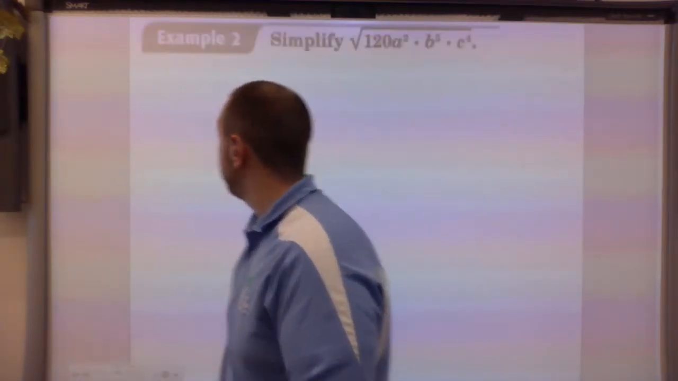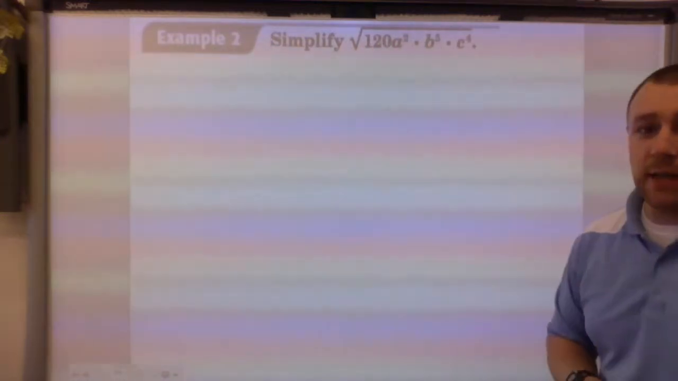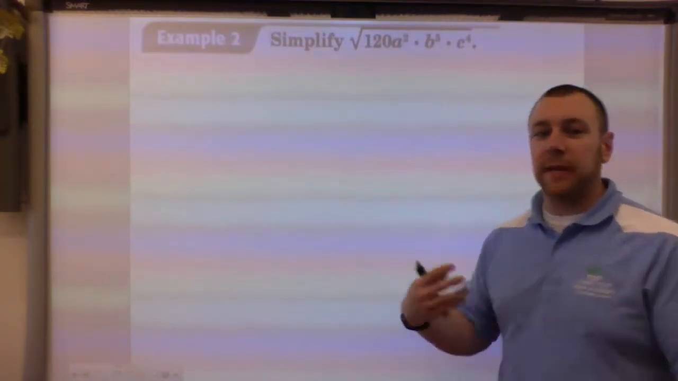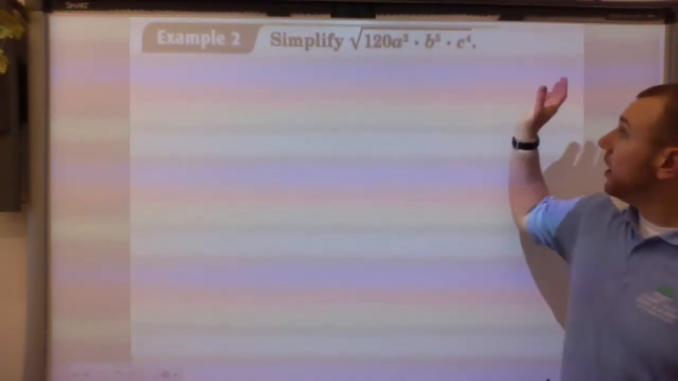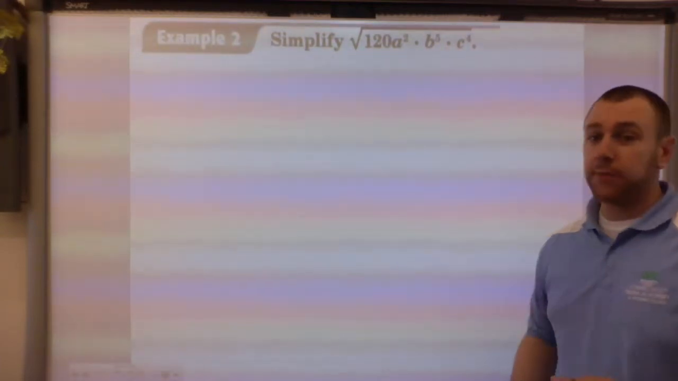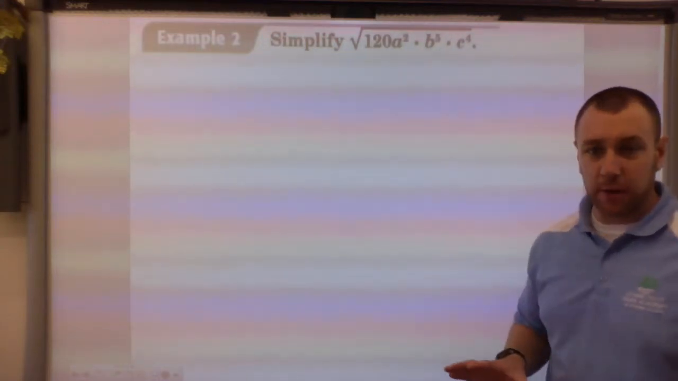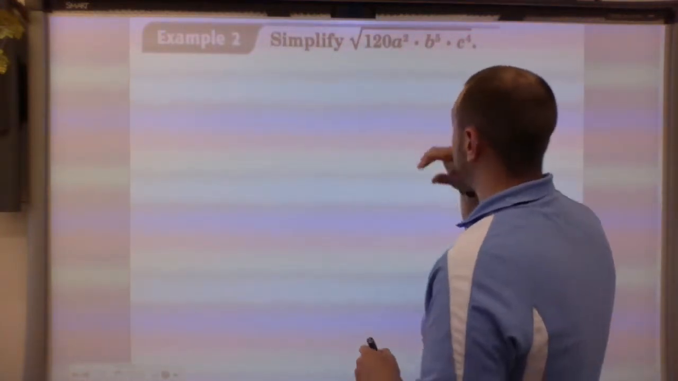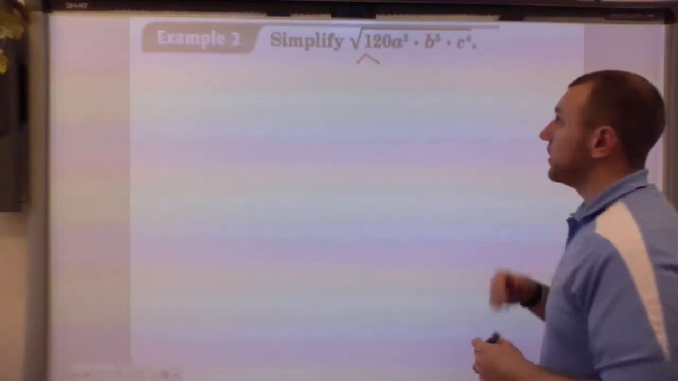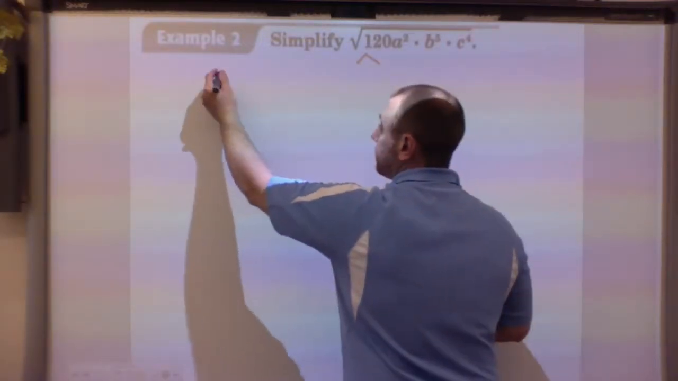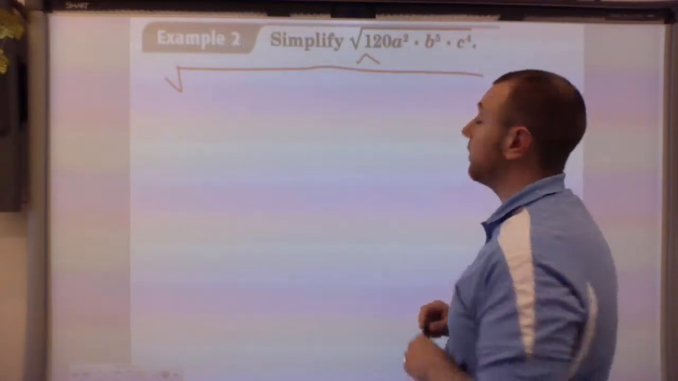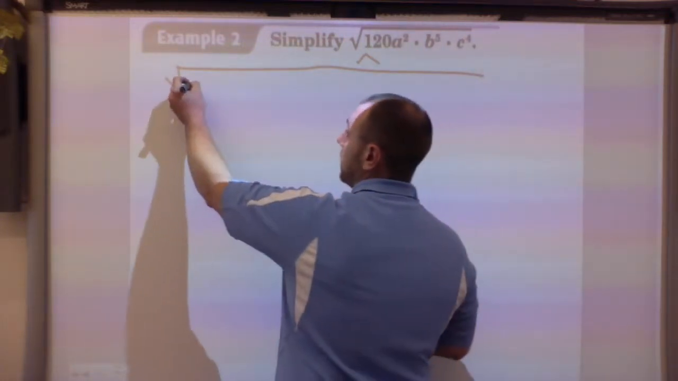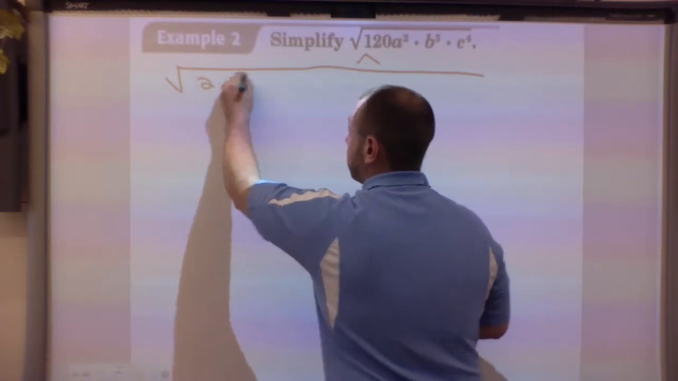My second example is the same basic process, only now it has an A and a B and a C. And most students just freak out when they see any type of variables. Again, let's just look at the number first off. Okay, 120. Let's break this down. 120, and I'm going to break it down over here because I'm also going to break down the letters. Okay, 120 is really 2 times 60.